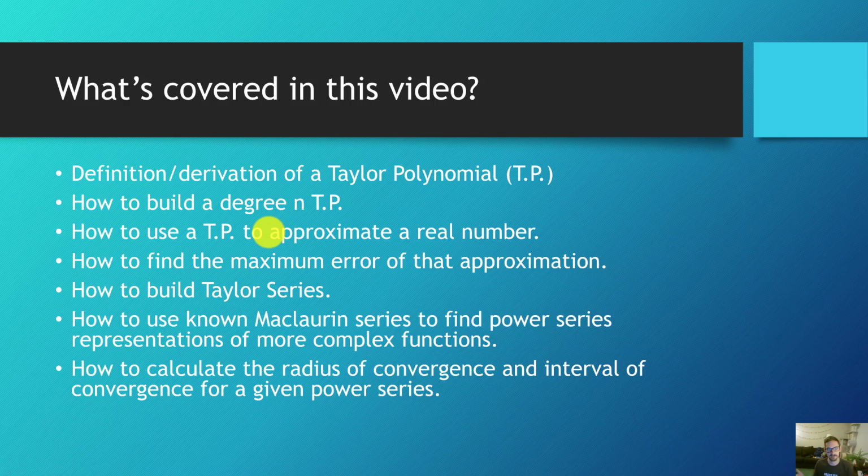We're going to build infinite Taylor series, so with an infinite number of terms instead of just stopping at 3 or 4. We're going to learn how to use known Maclaurin series to find power series representations of more complex functions, and how to calculate the radius of convergence and interval of convergence for a given power series.